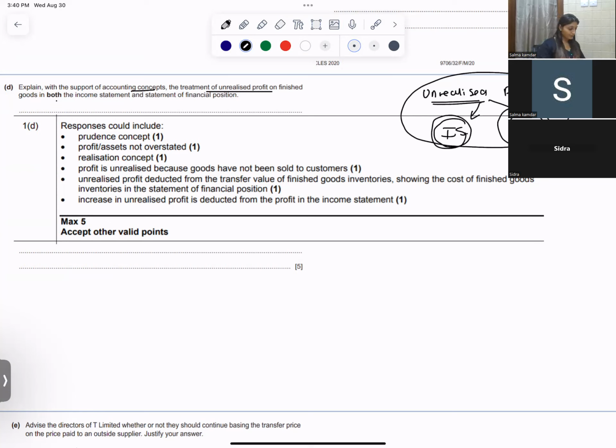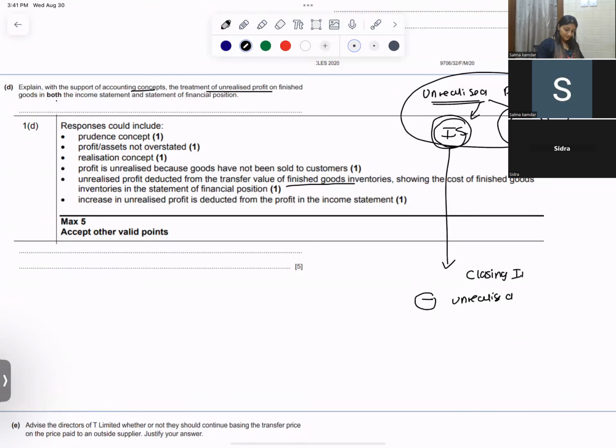So in the income statement, the unrealized profit is subtracted from the closing inventory transfer value. Sorry, that's for the statement of financial position. For the income statement, after you add the factory profit, you subtract the increase or decrease in provision from the gross profit. So it is deducted from the transfer value of the finished goods inventory. Unrealized profit is reduced from the closing inventory.